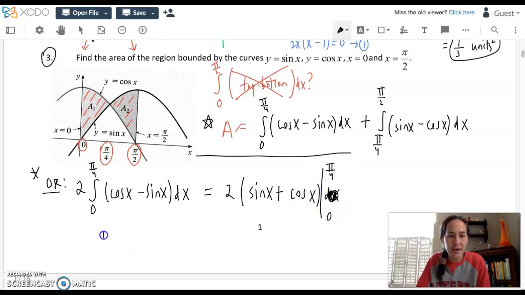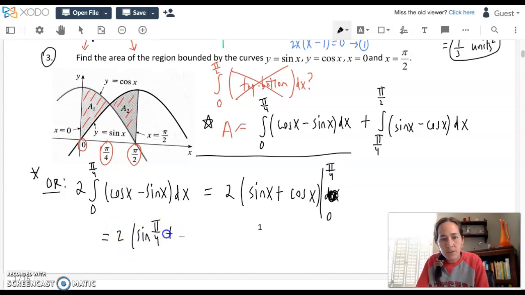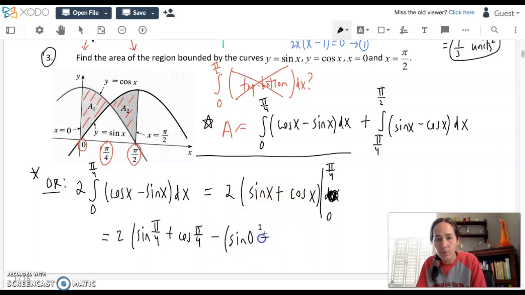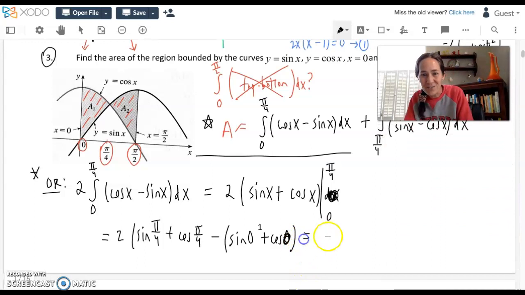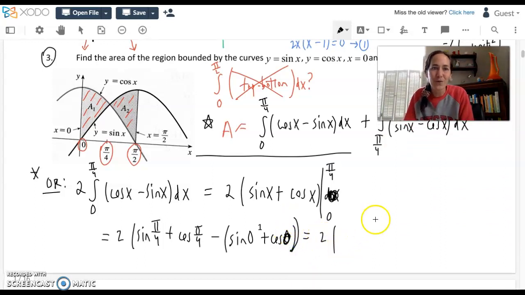Okay, so plug-in time. We've got 2, right? We've got the sine of pi over 4 plus the cosine of pi over 4. Minus, now I have to subtract those expressions with 0 plugged in. Sine of 0 plus cosine of 0. Let's just see what we remember exact value-wise. Okay, so I'll leave the 2 completely on the outside. And I'll say sine of pi over 4. What do you remember? Exactly, it's square root of 2 over 2.